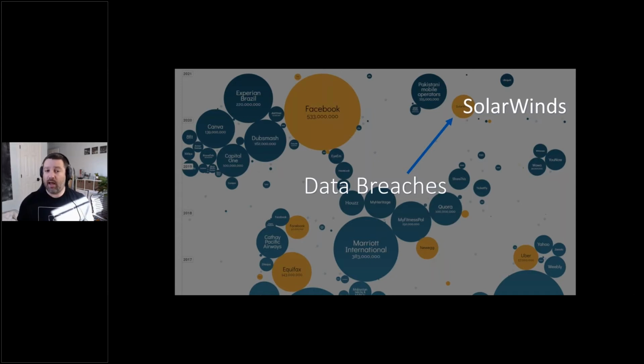Now, that's all well and good, except for the fact that SolarWinds serves the Department of Energy, the Department of Treasury, Department of Homeland Security, et cetera, et cetera, et cetera. So the United States federal government was essentially breached through SolarWinds.